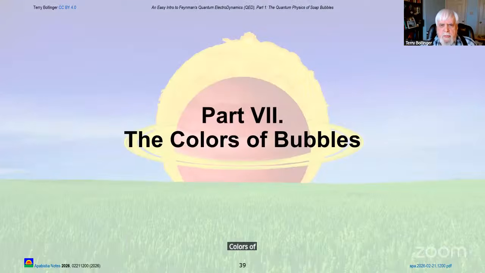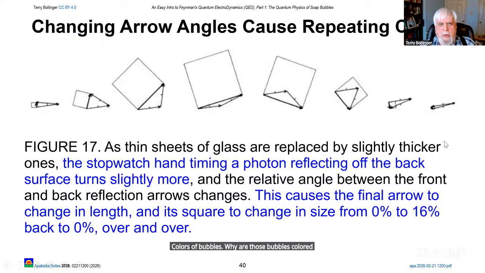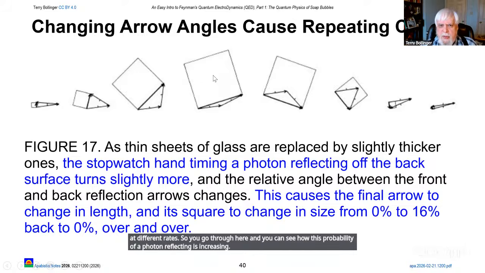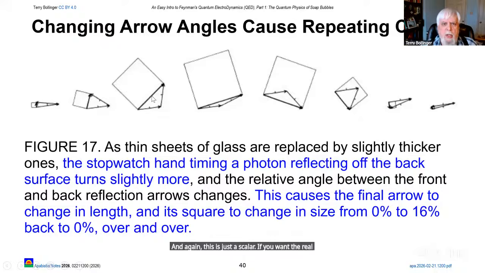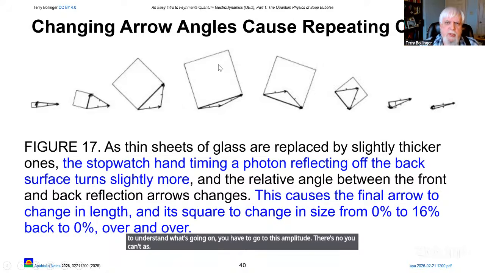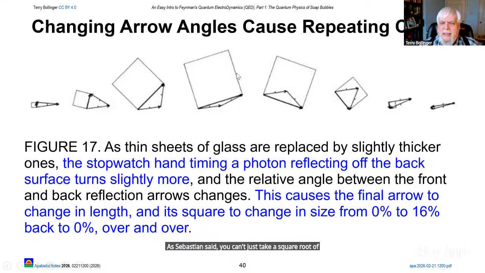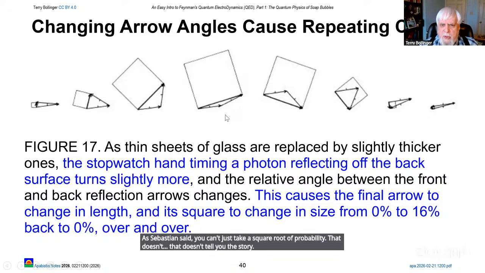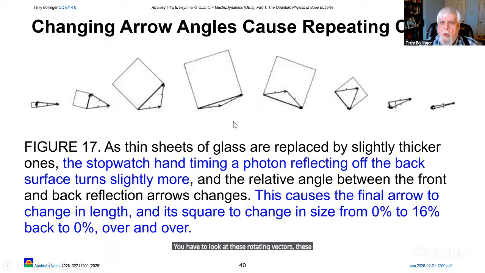Colors of bubbles. Why are those bubbles colored? Well, part of the reason is that you have this cycling effect. You have these amplitudes that are rotating at different rates. So you go through here and you can see how the probability of a photon reflecting is increasing. And again, this is just a scalar. If you want to understand what's going on, you have to go to the amplitude. As Sebastian said, you can't just take a square root of probability. That doesn't tell you the story. You have to look at these rotating vectors, a much more interesting and structured concept than just the probability.